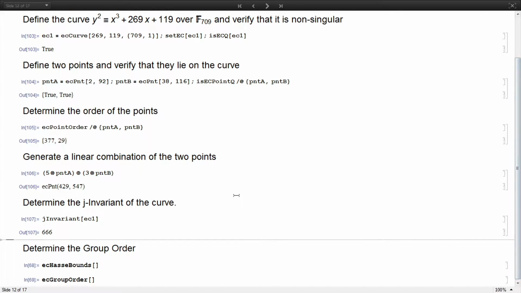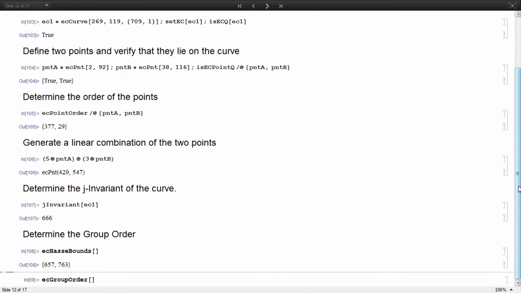We can also determine the order of the group. There's a theorem due to Helmut Hasse that bounds the order of the group close to the size of the field. In this case, it says that the order of the group must be between 657 and 763, and we can actually determine the group order. I'm using a fairly simple method to do this currently.